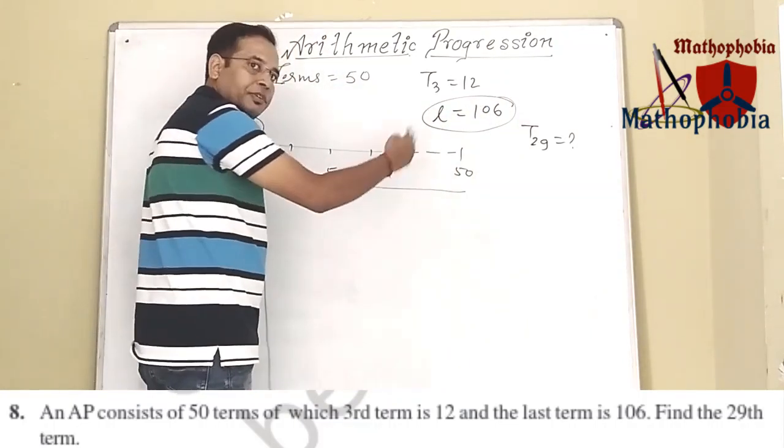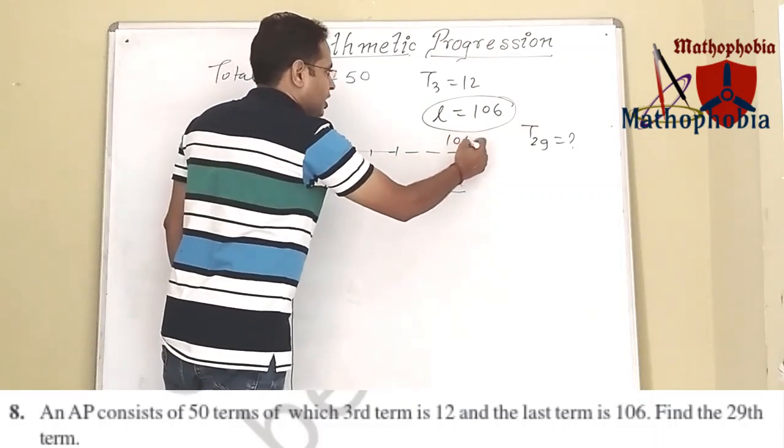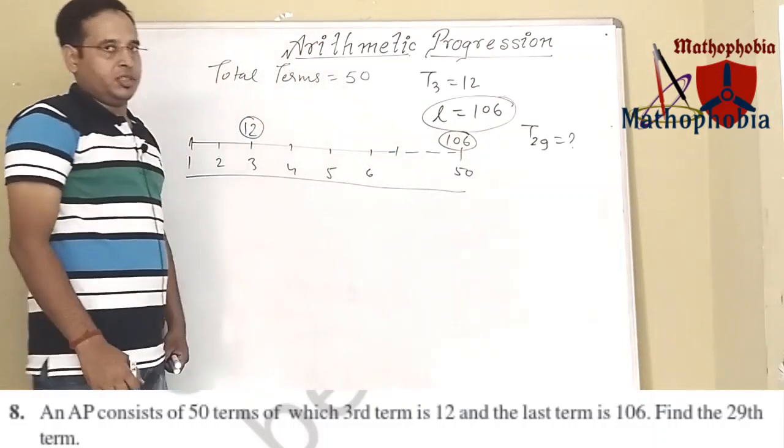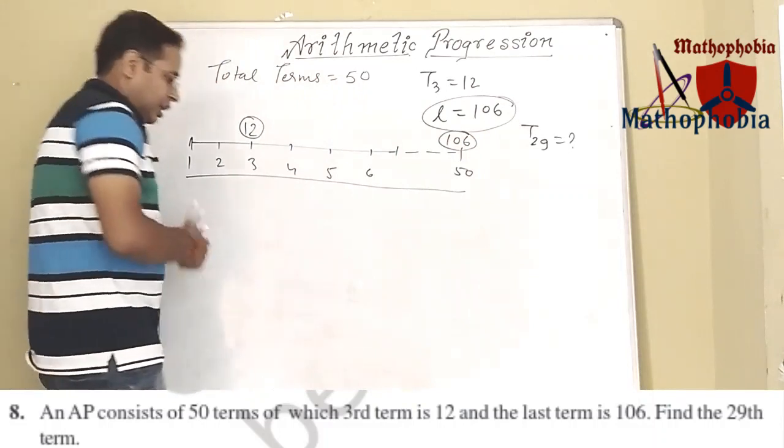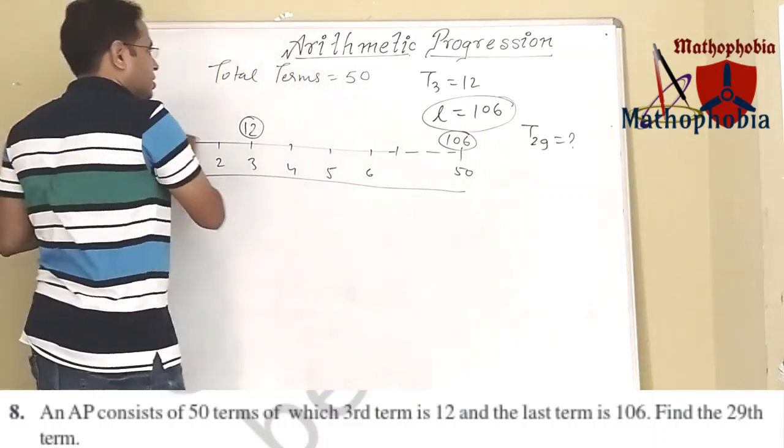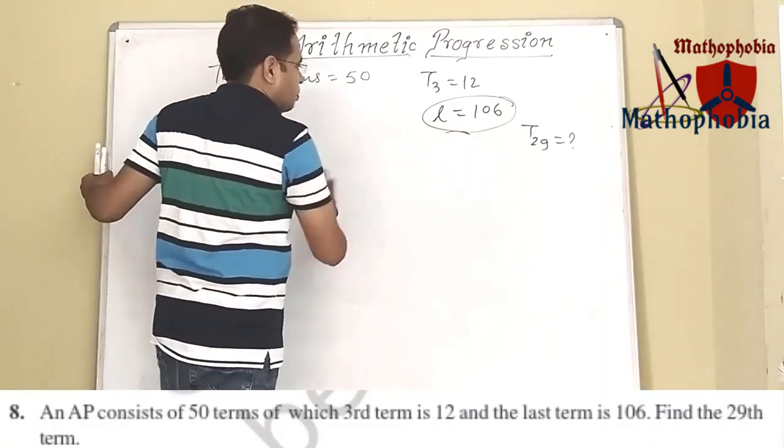और इसमें कितने terms हैं? 50 terms हैं, तो last term क्या होगा? 106. 50th term will be 106. I hope you have understood. Therefore, the 50th term is 106 and the third term is 12. So let's apply the formula.